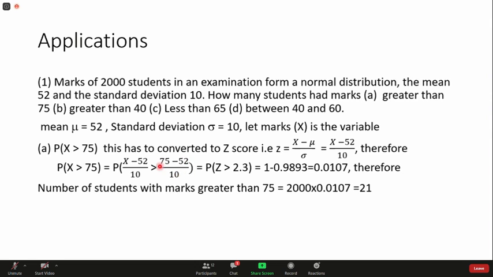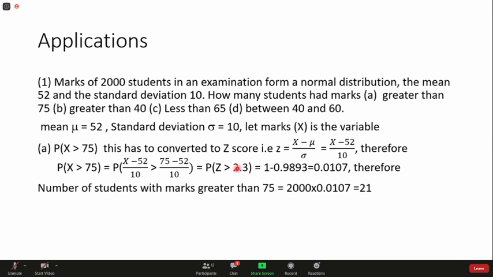This part can be simplified. Left hand side is a Z, x minus 52 by 10 means Z score. Z greater than 2.3, 75 minus 52 by 10 simplifies to 2.3. Now we have to use the table for 2.3. Remember, if you have this particular Z, x minus mu by sigma, every time you get values in between minus 3.4 and plus 3.4. It will not go beyond that particular range. If you get a value past the extreme, then the data is not normally distributed, remember.